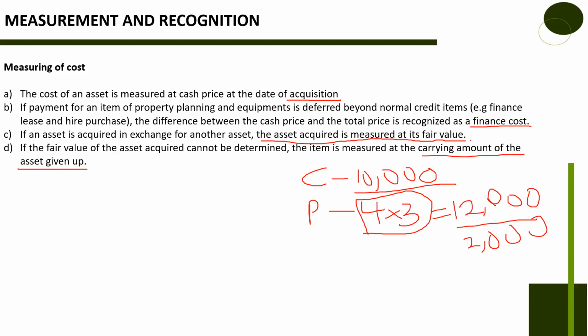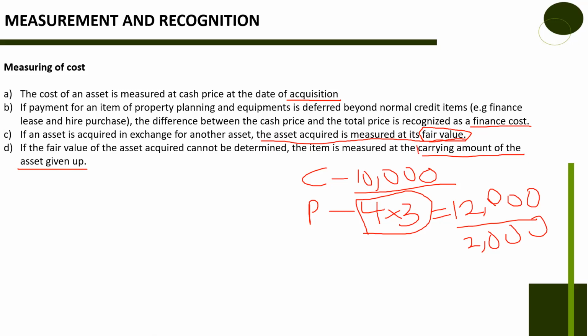I'm sure you understand what it means to measure something at fair value. It means the market price for that asset as at that day. You exchange your old phone for another new phone. What is the value of that new phone as at that date? That is how much. But if it is not possible to estimate what the value of the new phone at that particular date is, or it cannot be measured, then you identify the cost as the carrying amount.